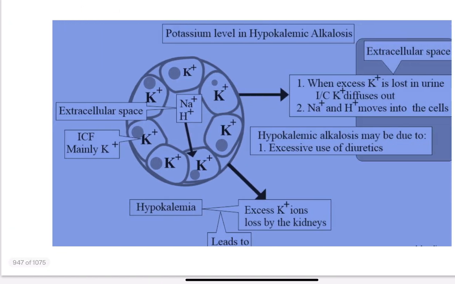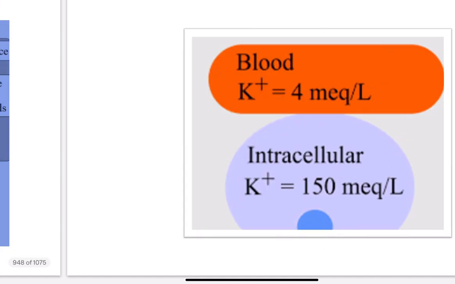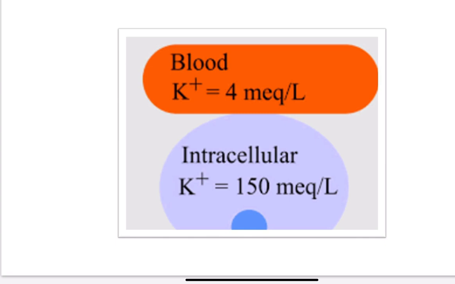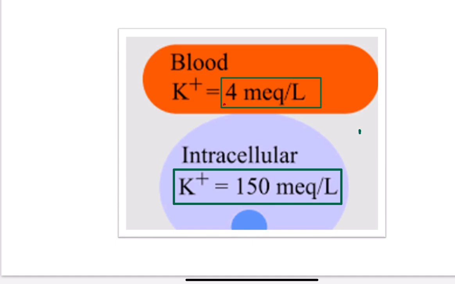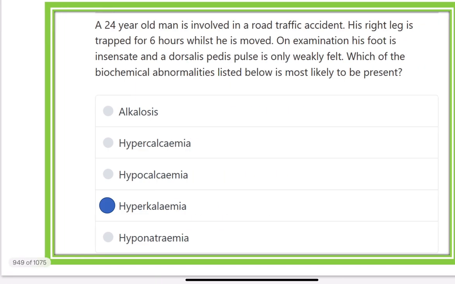Here in this scenario within the cell, we can see a high level of potassium, and outside there is a lower amount of potassium. Here we can see the blood potassium is about 4 milliequivalent per liter or millimole per liter. On the other hand, intracellularly, potassium is 150 milliequivalent per liter. That means 150 divided by 5, about 30 times more potassium in the cell relative to the extracellular matrix or blood.